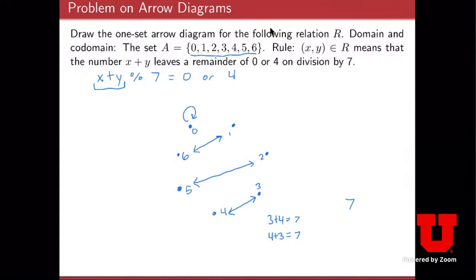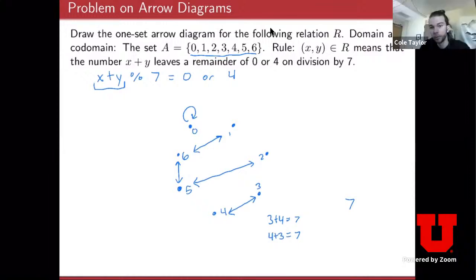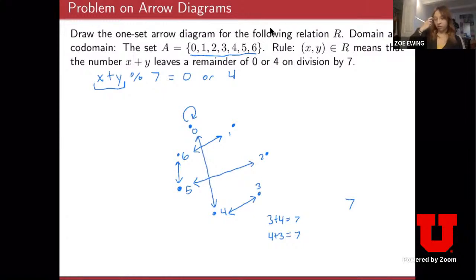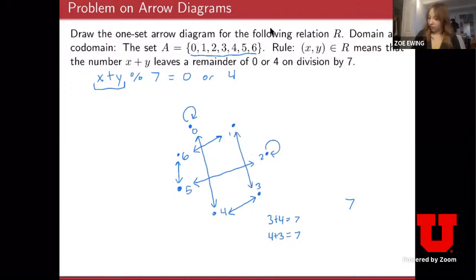5 and 6, yes, exactly, because their sum is going to be 11, so the remainder will be 4. And 0 and 4, and that one can go the other way as well. Then 1 and 3, and 2 and 2. Exactly. All right, are we missing any?